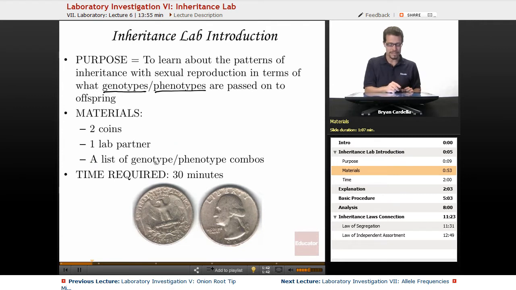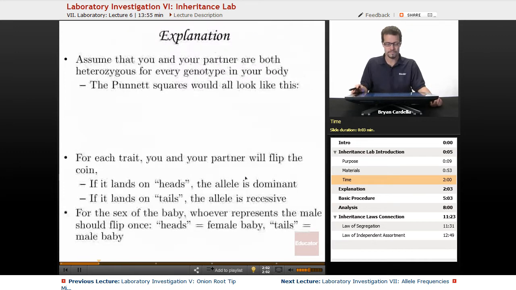And you do have to have a list of genotype-phenotype combos in terms of what's possible to be inherited. When we flip these coins, what does that all mean? I'll give you some examples of what could be there. There are lots of different versions of this lab. It's very commonly done in biology classrooms. The time required is about 30 minutes.